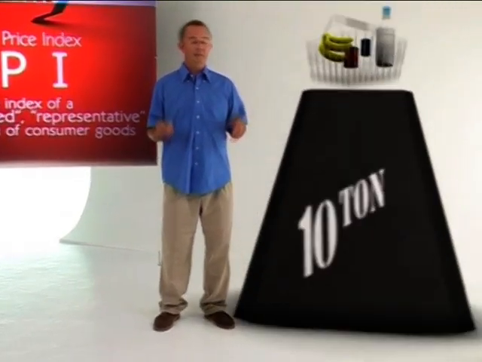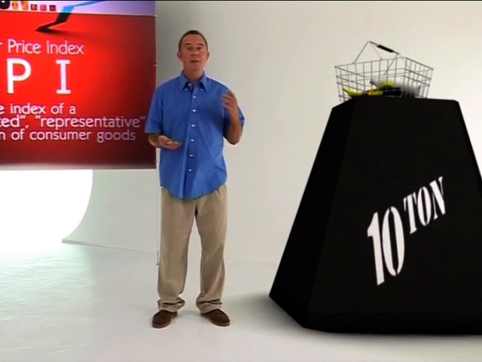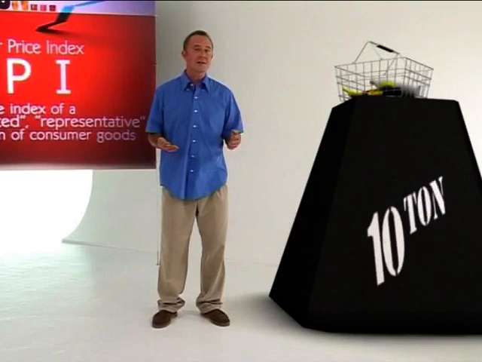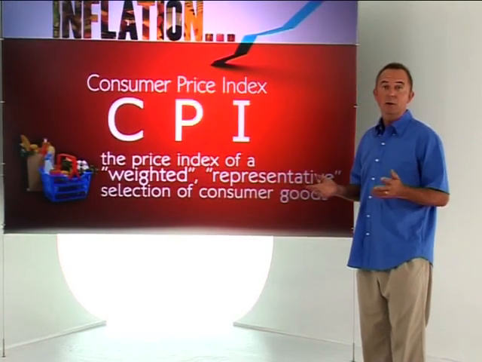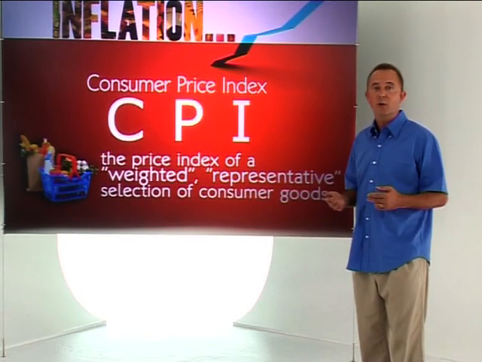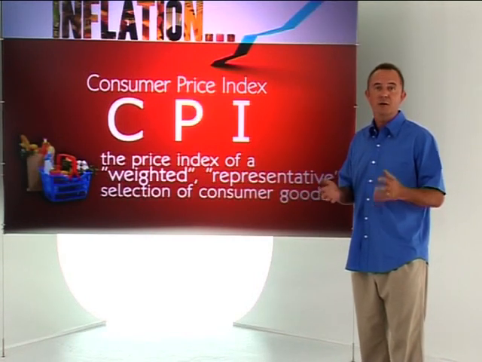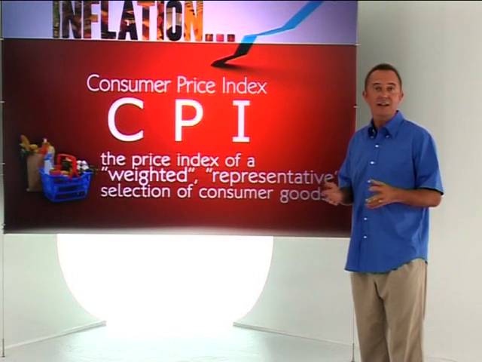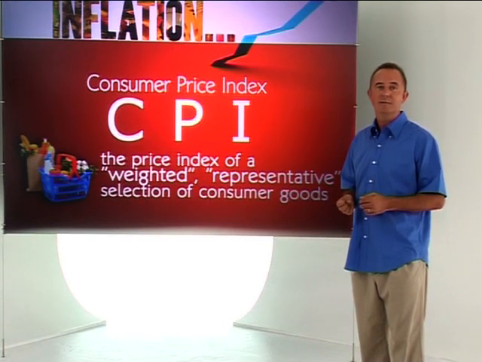Now, when we say weighted, we're not talking about that. It means that the goods from this selection that we spend the most on are given more importance, more weight. And representative implies a typical or common selection of products consumed by society, like bread, milk, and so on. Now, what a price index measures is the average price of a group of goods relative to a base year. That's a starting point in time. And the price index for the base year is always equal to 100.